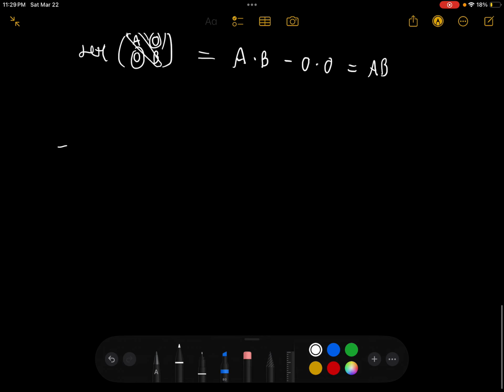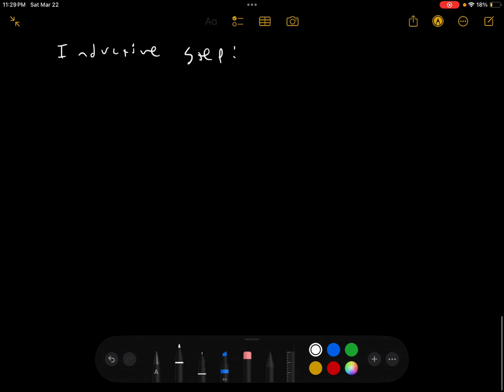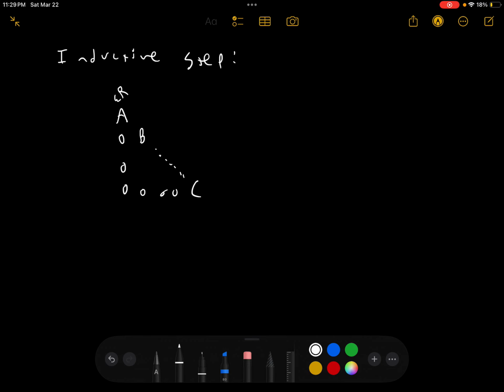Okay, so next let's do the inductive step. So we're going to consider some diagonal matrix, which is going to look like A, B, C, where all of these are elements of the reals, and then everything else is a 0. Like this.